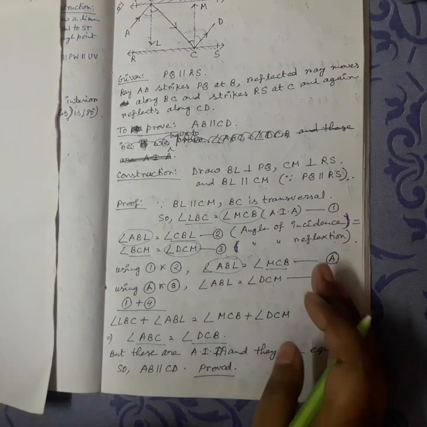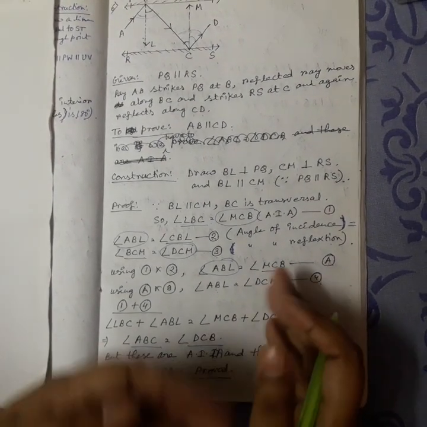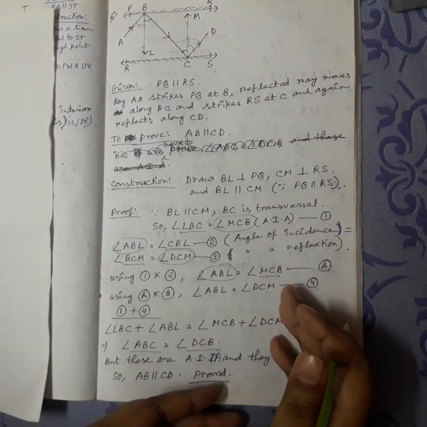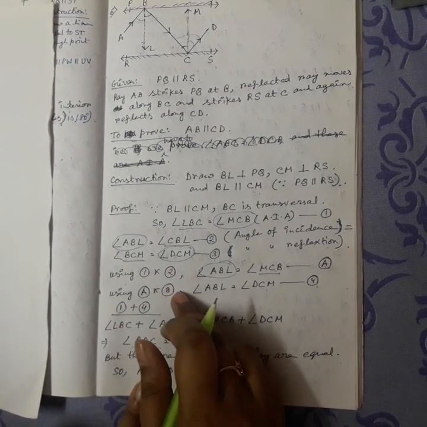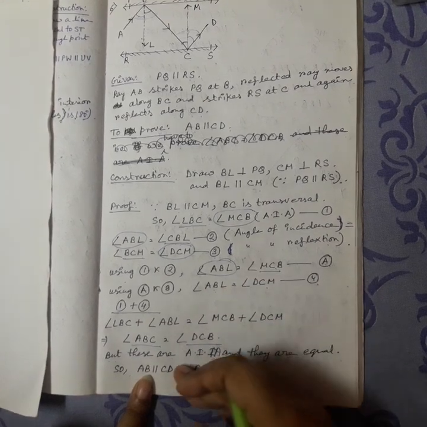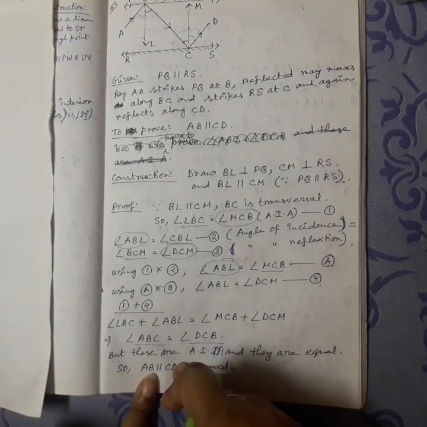So in this way the steps you have to practice, otherwise that proof you cannot do in exam. So what we have to take using 1 and 2 and then A and 3, so on that way you have to practice it many times. Okay.